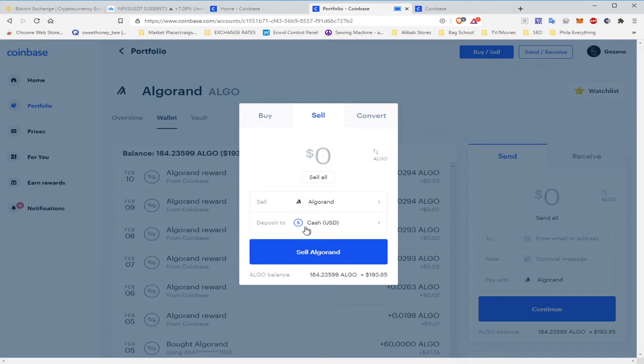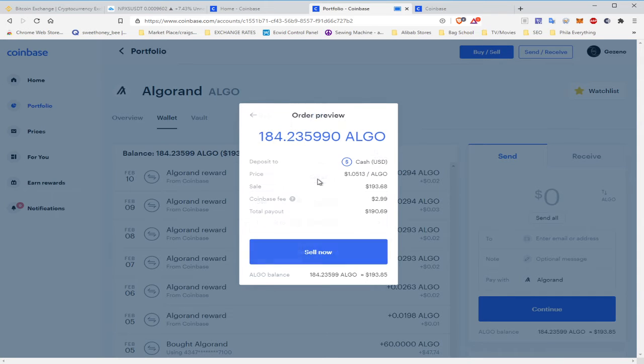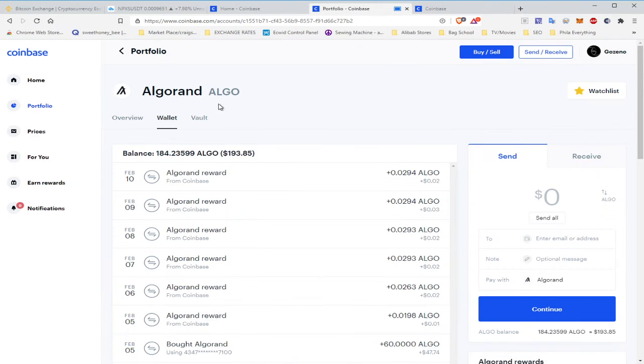It automatically converts when you sell. You're selling into this coin called USD. It's a cash coin. So they're going to charge you to sell your coins. It tells me right here, I have 184 of these algos that's worth $193. So I could sell them all and just hit the sell button, and it's telling me right now the fee is going to be $3. So it's going to convert into that USD coin, but we don't want that because I'm not selling.